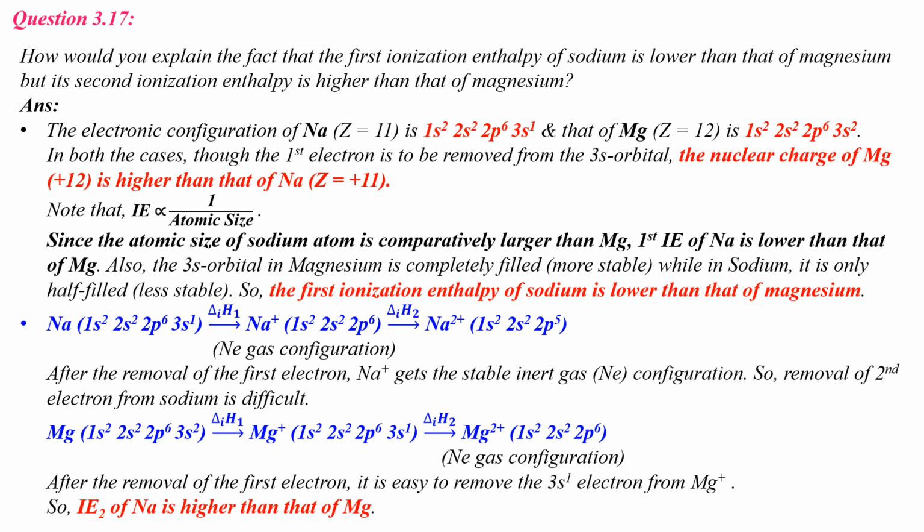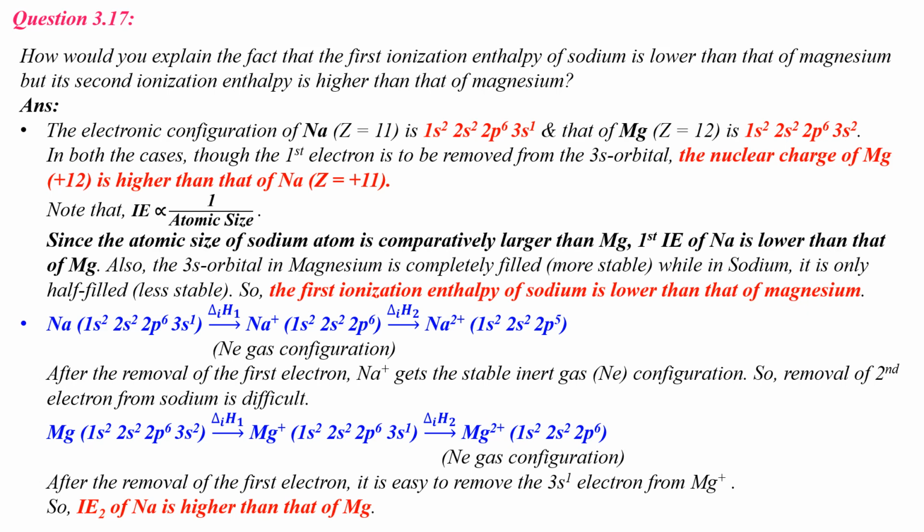On removing a second electron from sodium, you get Na2+. The electronic configuration of the resulting dipositive ion is 1s2 2s2 2p5. Now, after the removal of the first electron, Na+ gets the stable inert gas configuration. So, removal of the second electron from sodium is difficult.